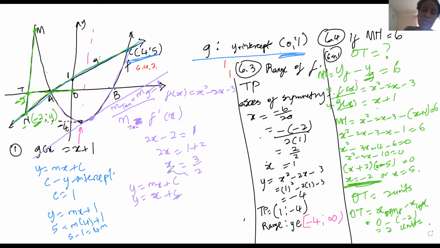So at the moment, we only have the x value. Let's get the y value that goes with this. So if x is 3 over 2, y will be, remember this is on the parabolic graph, 3 over 2 squared minus 2 into 3 over 2 minus 3. I substitute this into the equation of the parabola.